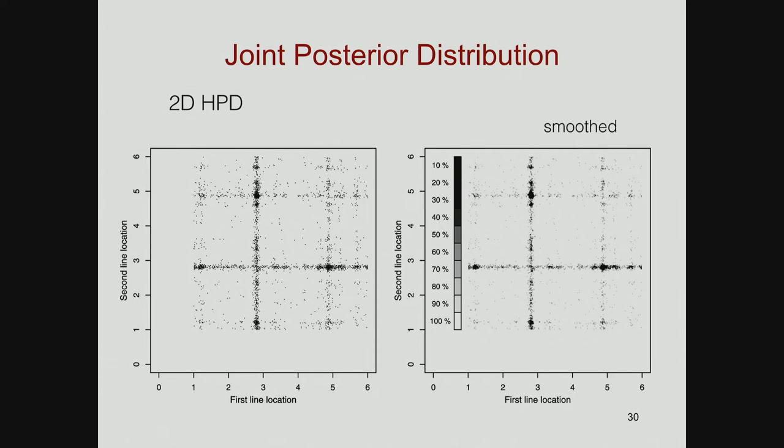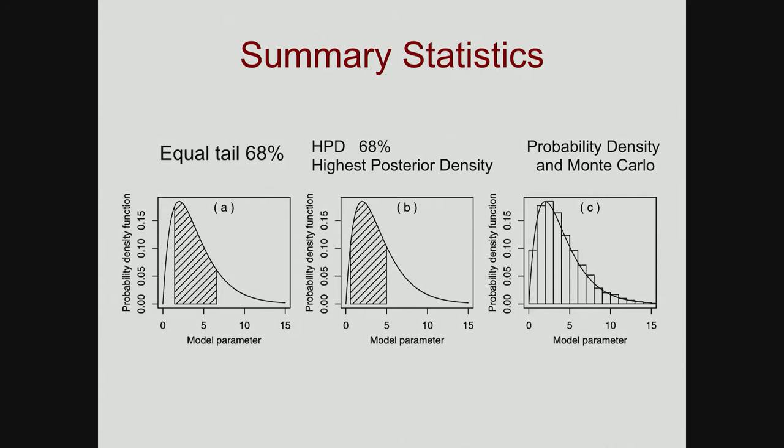So in this two-dimensional parameter space, you can see that it's not contour-like or scatter-like. In this case, these are locations of the lines, and they are very well constrained to certain parts of the parameter space. So when you think about summarizing your distributions and summary statistics, this is a posterior.